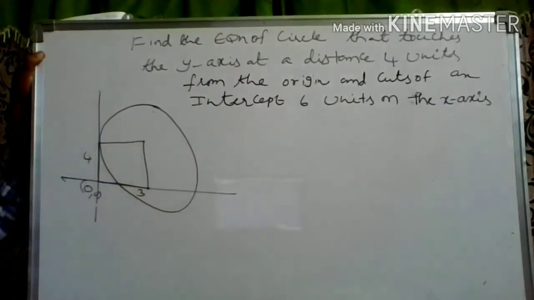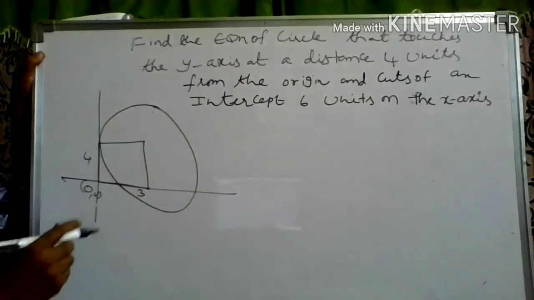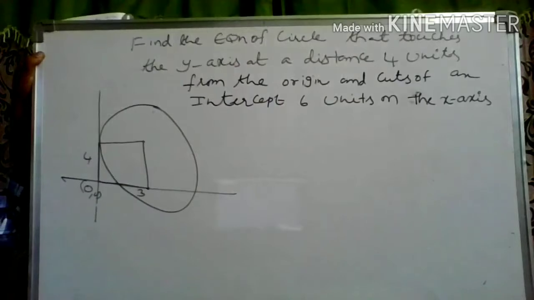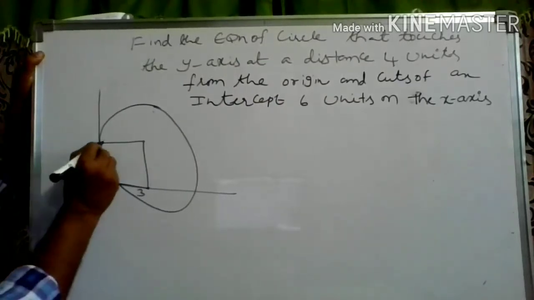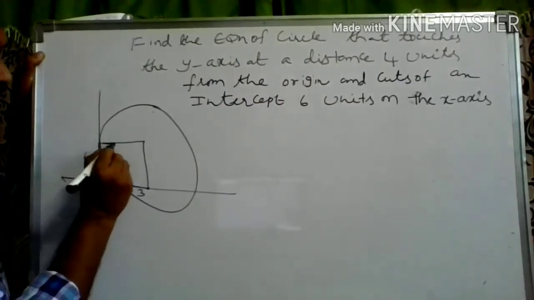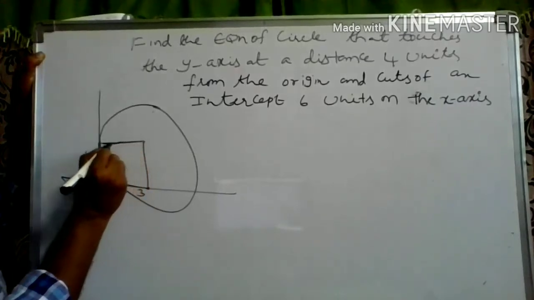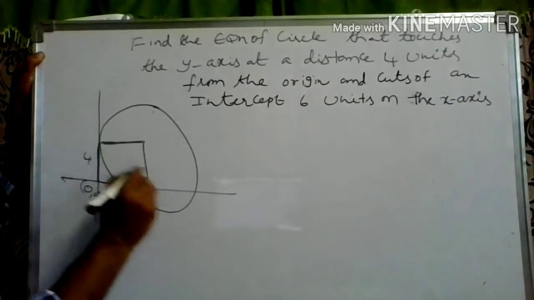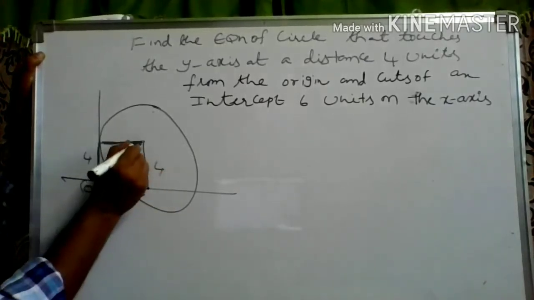Touches y-axis. What is radius? Touches y-axis, radius is equal to center's x coordinate. Okay, students. Here this is the x coordinate and this is radius. This is radius. This is 4. So this is 4.